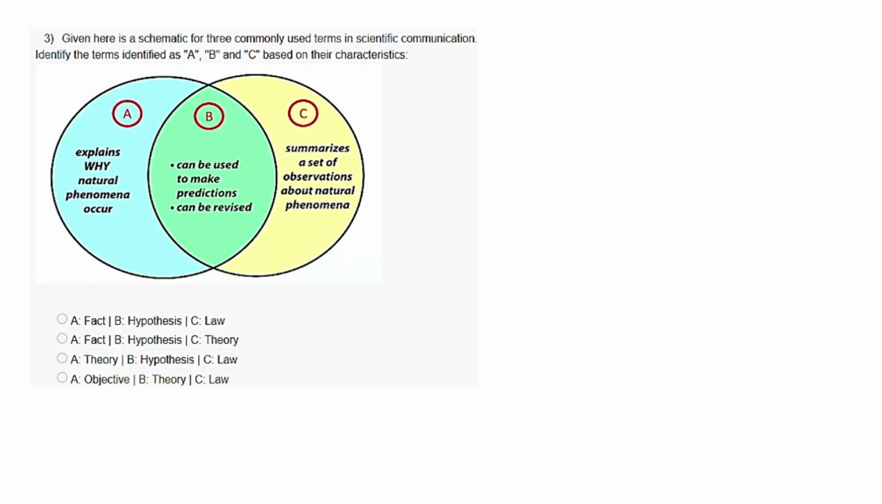Then this next question. Given here is a schematic for 3 commonly used terms in scientific communication. Identify the terms identified as A, B and C based on their characteristics. This is a Venn diagram, and there are three A, B, and C marked terms. There's a little explanation of what these terms mean, and you have to basically match the explanations with the terminology that is used to address the term. So, what do you think is the correct answer?